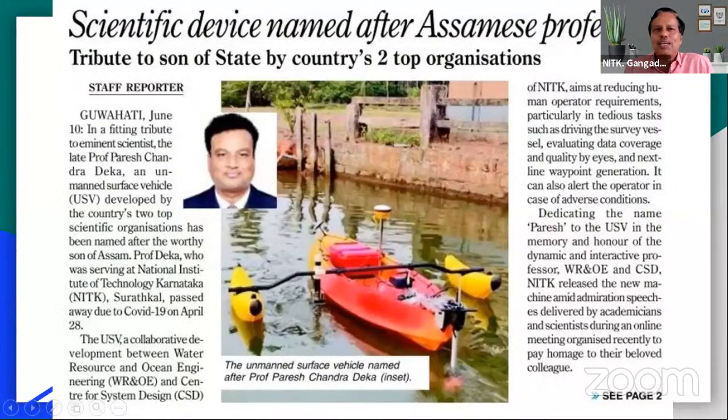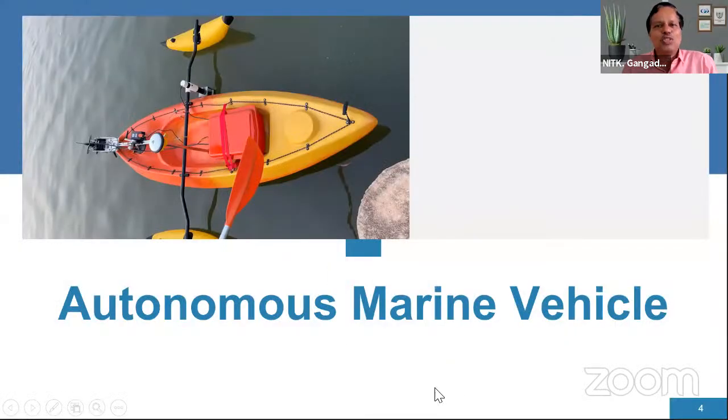And at the end, after making this, we had one of the professors working in this area, Professor Paresh Chandradeka, who had to leave this place due to COVID. So we dedicated this to his name. He was from Assam. So that is about the marine vehicle, autonomous vehicle. I showed you an electric vehicle, then a marine vehicle.